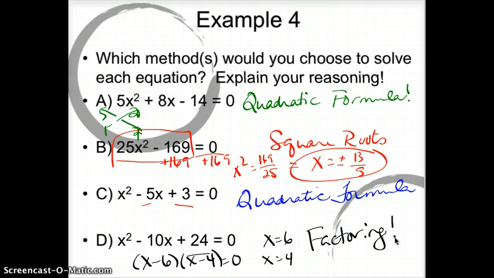So what I want you to be able to look for is, what's a nice quick method? Sometimes you might use graphing as well, or you might use completing the square if you thought it was pretty easy. Like C might not have been too bad for completing the square, but that would be a personal preference.